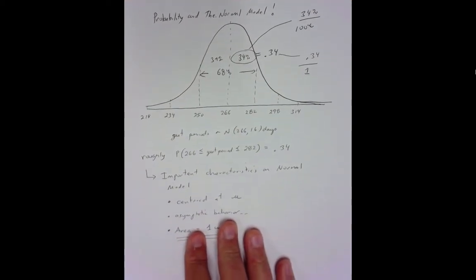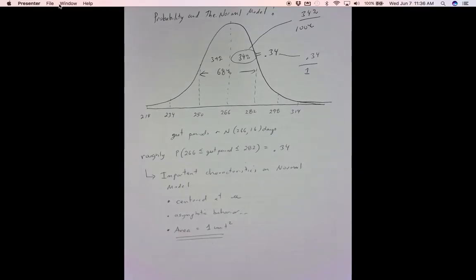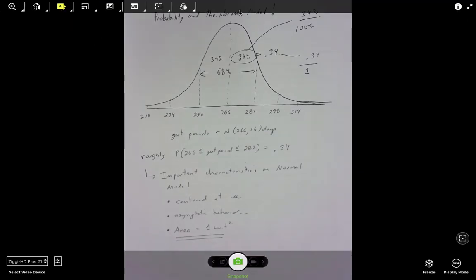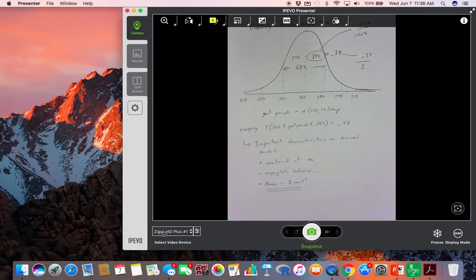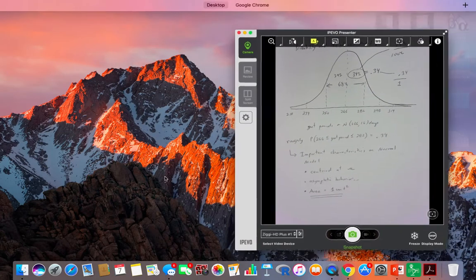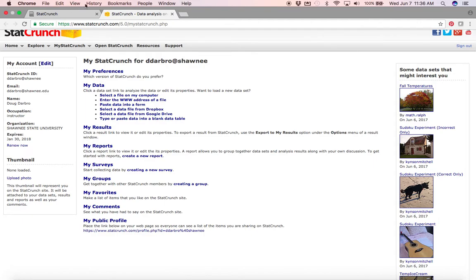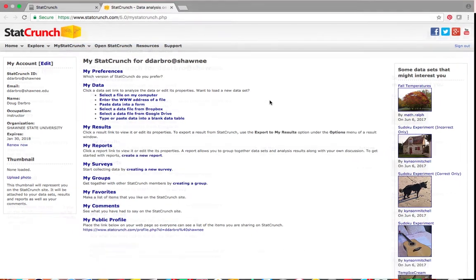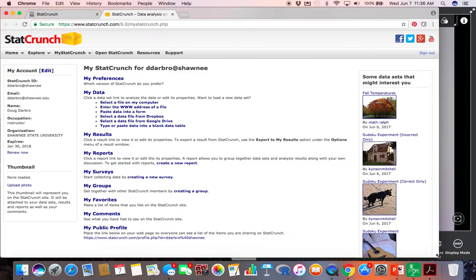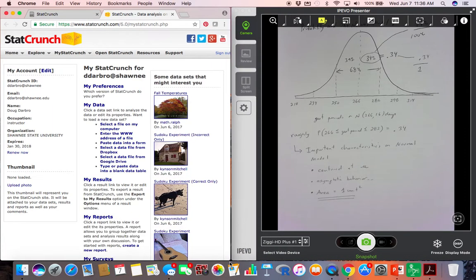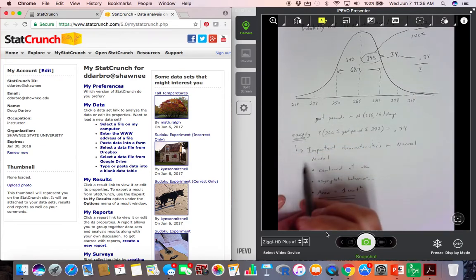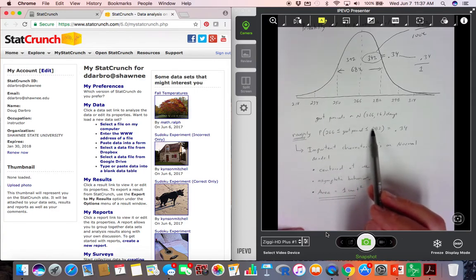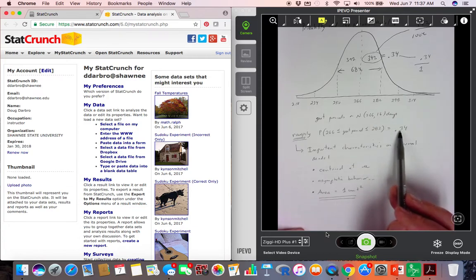Now, let's go split screen here, and I want to bring up StatCrunch, and I've already got it ready here because I knew where we were headed, and I'd like to work this a little better, okay? Because using the empirical rule, I tell you that roughly the probability from 266 to 282 is 0.34. But let's get it a little better.